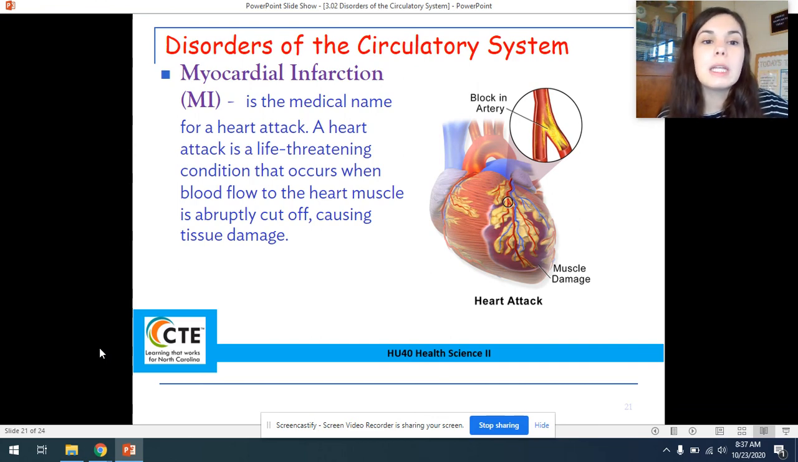In some cases, depending on the cause of the heart attack, there may need to be surgery. They may need to put in a stent to help open up the blood vessels. There are lots of different things that they may have to do in order to prevent that from happening or to help you recover from having a myocardial infarction.